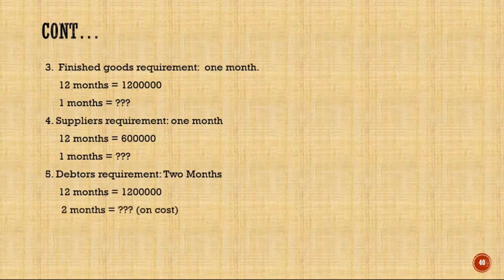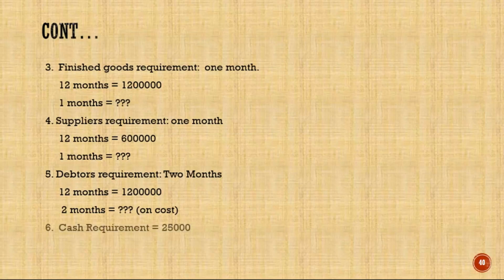Here I have purposely written 'on cost' because there should not be any confusion. If you look into the books, some books consider cost as the base, some books consider sales price as the base for calculation. So here the total cost given is 12 lakh. For 12 months it is 12 lakh. How much for 2 months? Kindly keep in mind that here we have taken total cost as the base for calculating the debtors requirement.